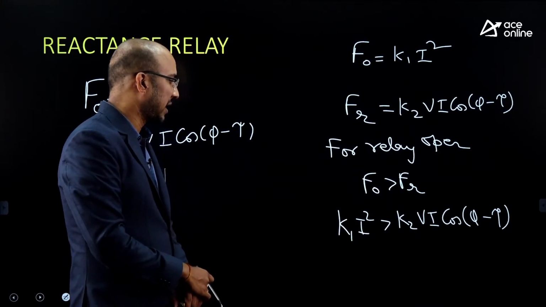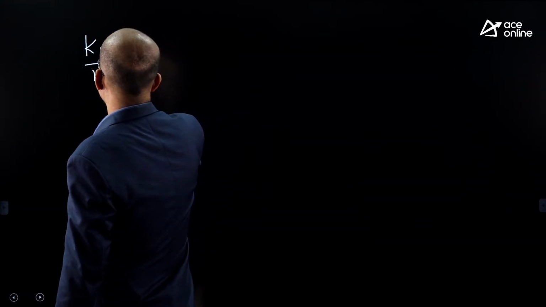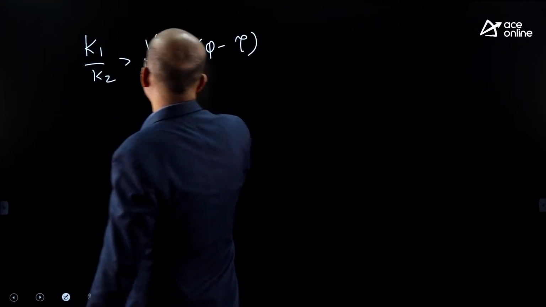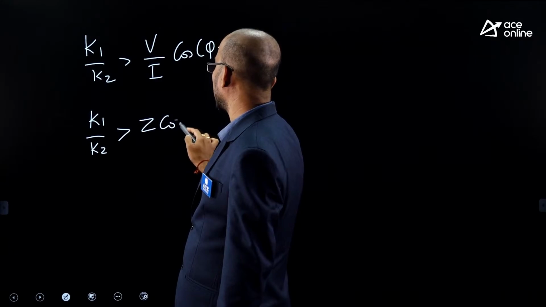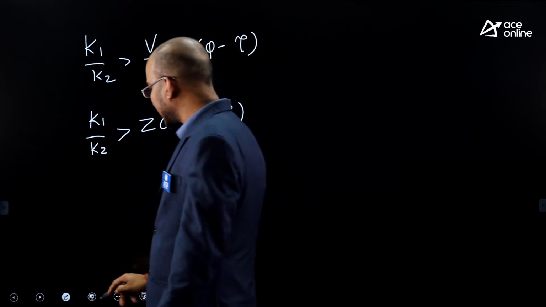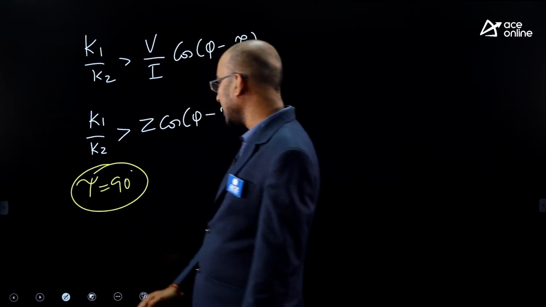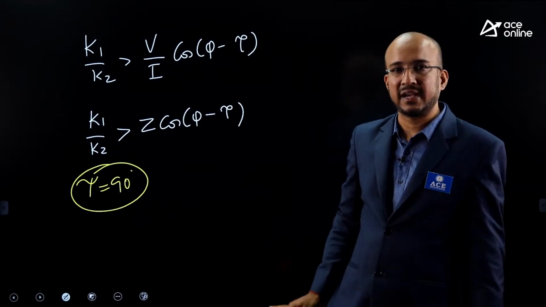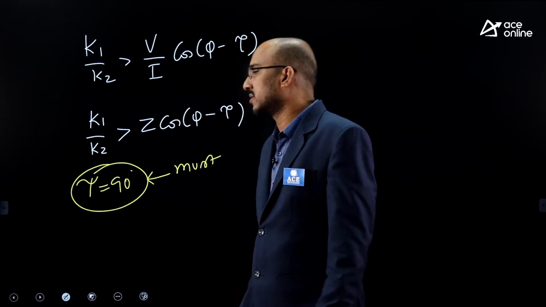If you evaluate this, you get K1 by K2 is greater than V by I cos of phi minus tau. V by I is nothing but impedance. So K1 by K2 is greater than Z cos of phi minus tau. What must the tau value be? For a reactance relay, tau must be 90 degrees. Then only we call it a reactance relay. Otherwise, it will be an angle impedance relay. Tau value must be 90 degrees. This is a must.